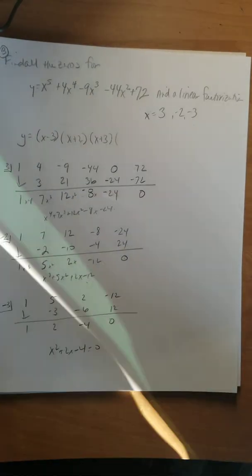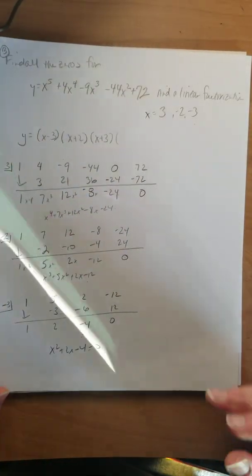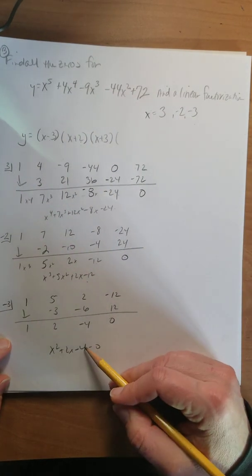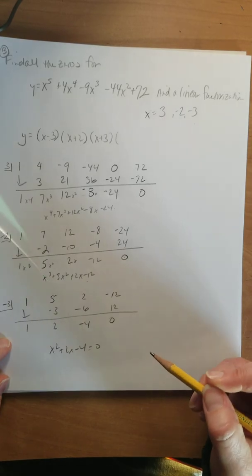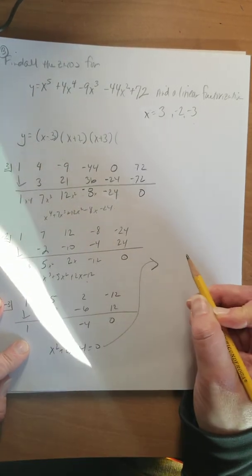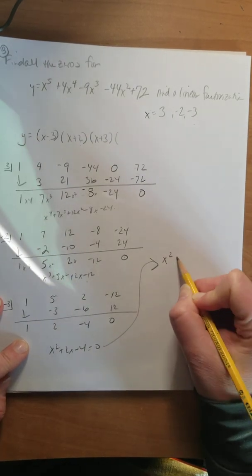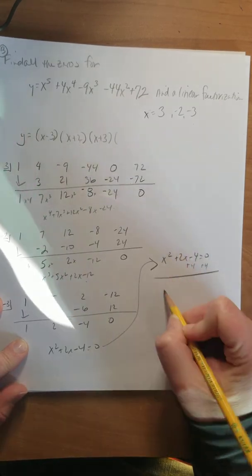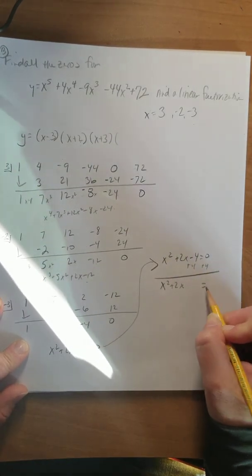All right. So then the next thing I would try to do, you guys, was to see, okay, can I factor this? And there are no factors of 4 that add or subtract 2. Therefore, I am going to complete the square, because I want to find the other 2. So I've got an x squared plus 2x minus 4 equals 0. I'm going to add 4. X squared plus 2x equals 4.